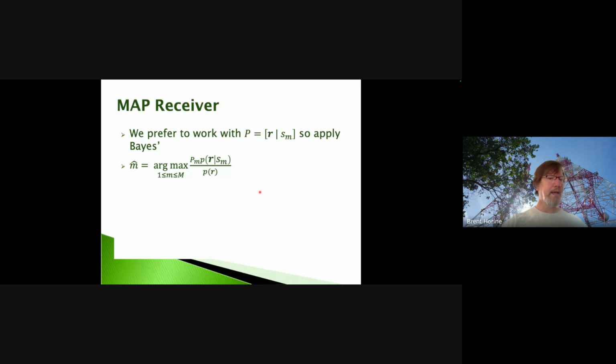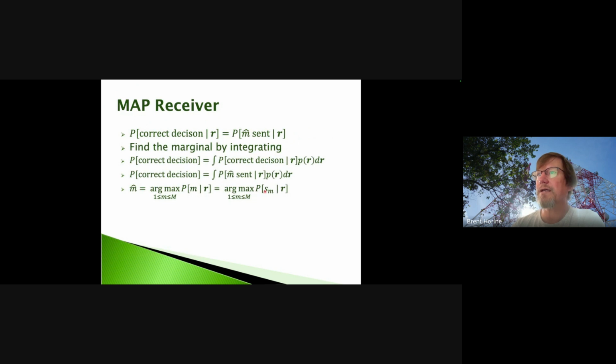All right, so now this is where it gets kind of cool, and it really is this MAP, which we'll get to in a minute, what this MAP stands for, right? So we actually prefer to work with the probability of receiving this signal R, this vectorized signal R, given that a particular SM was sent, right? So that's in contrast to here, right? So we're trying to maximize this probability that SM was sent given R.